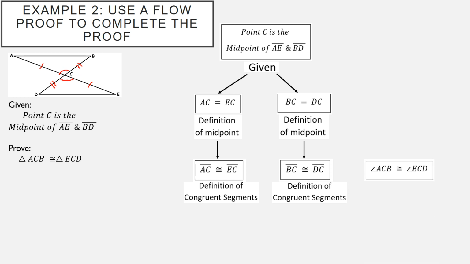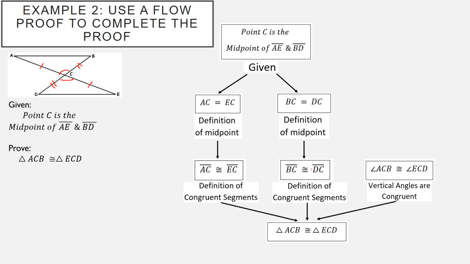So I've got angle ACB is congruent to angle ECD, and that's by vertical angles are congruent. And all three of these will point to my final conclusion because I have a side, an angle, and a side. So these triangles are congruent. ACB is congruent to ECD because of side, angle, side. So that's how you do a flow proof chart or flow chart proof.